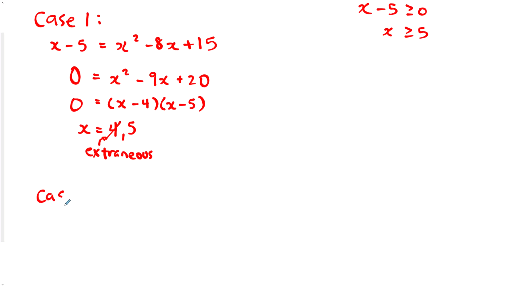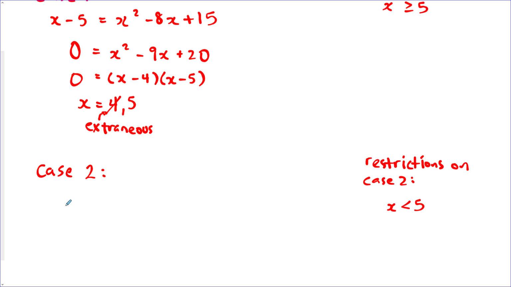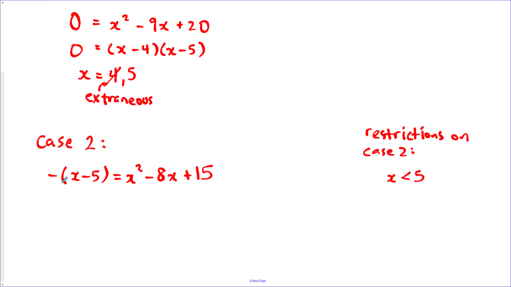So case 2 happens wherever this one doesn't. Restrictions on case 2, and that would be x is less than 5. We'll go through this whole solving again, except this time when we drop the absolute value brackets, we're going to multiply by negative 1. Okay, and then do some algebra.